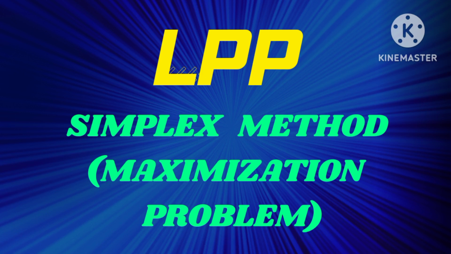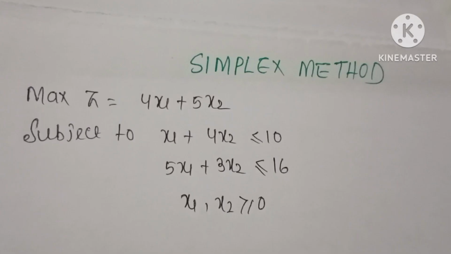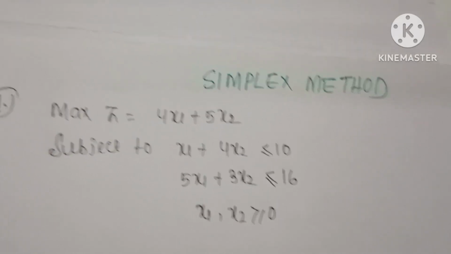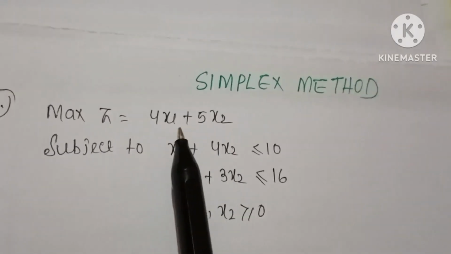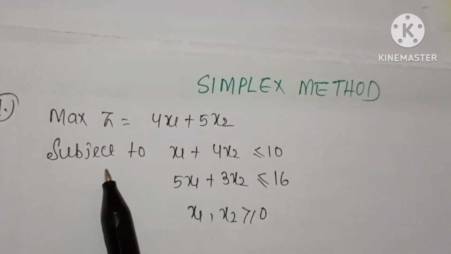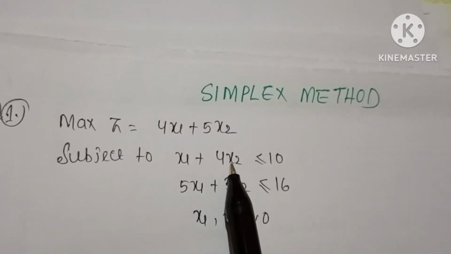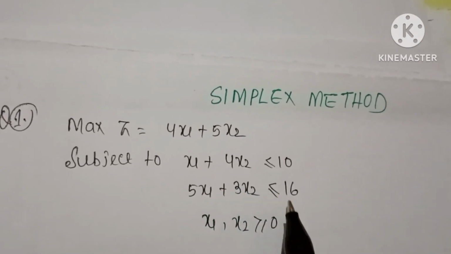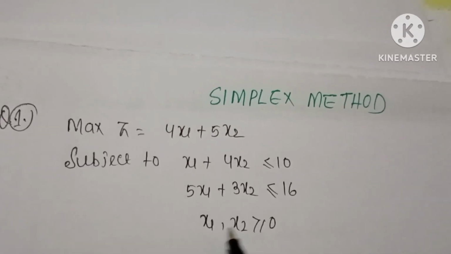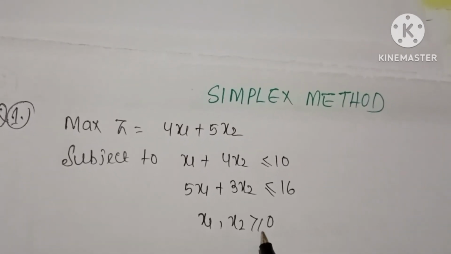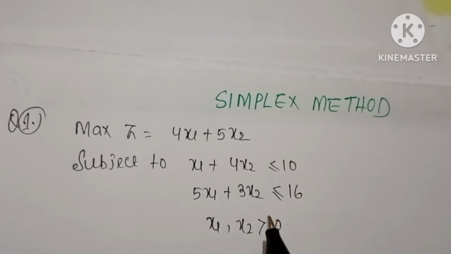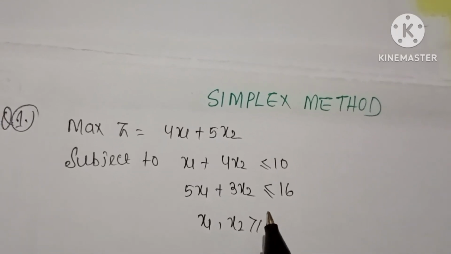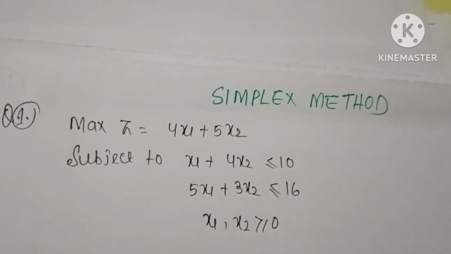In today's lecture, we will discuss the simplex method of linear programming. Suppose this is the given problem: maximize z = 4x1 + 5x2 subject to x1 + 4x2 ≤ 10 and 5x1 + 3x2 ≤ 16, and x1 and x2 ≥ 0. So here you will use the simplex method to find the optimal solution of the linear programming problem.